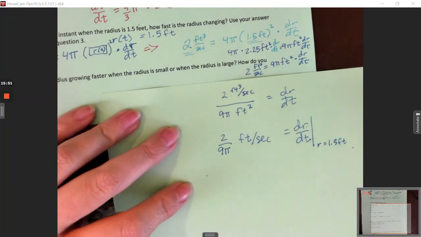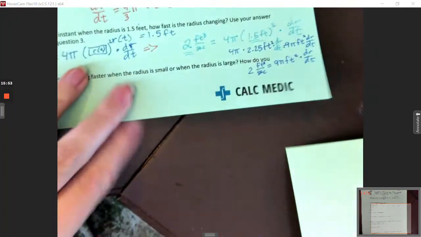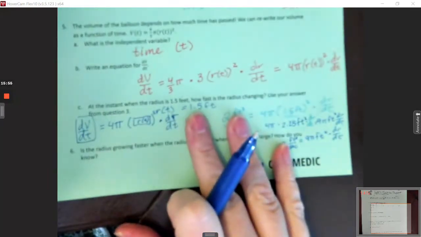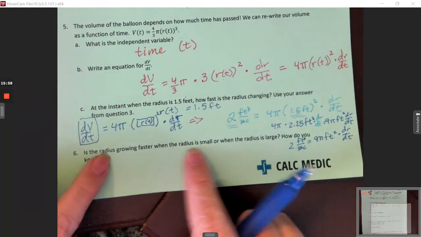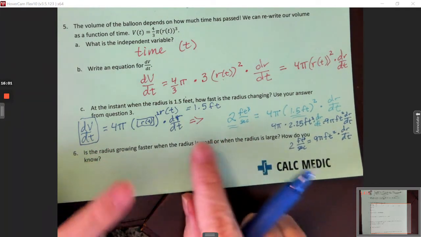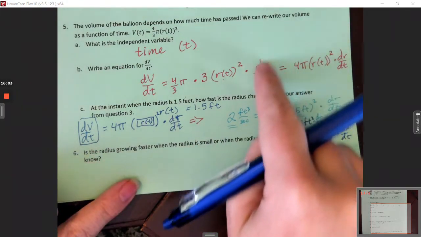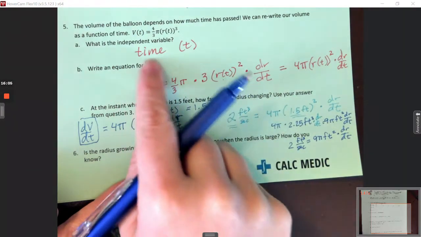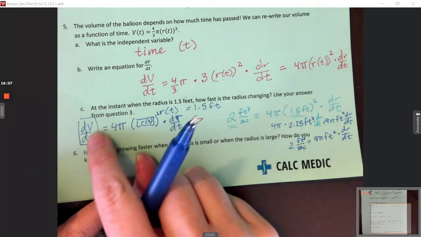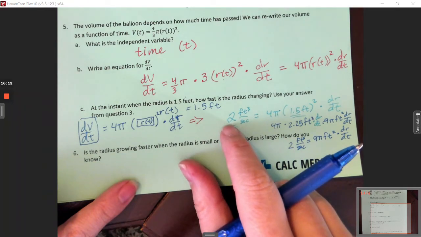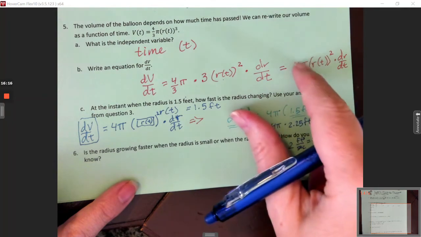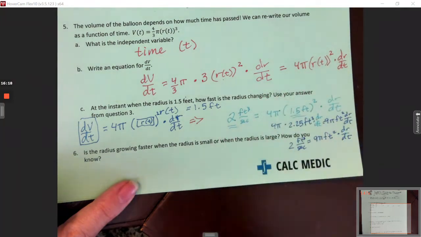Okay. Now, last question on this page. Getting back to it. Is the radius changing faster when the radius is small or when the radius is large? So the rate of change of the volume, which is dv/dt, is a constant. So that part's still true. So this 2 is always true. When the radius is big or small, when is it changing faster?